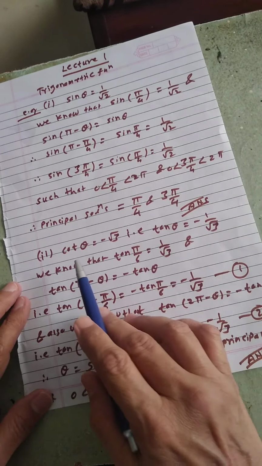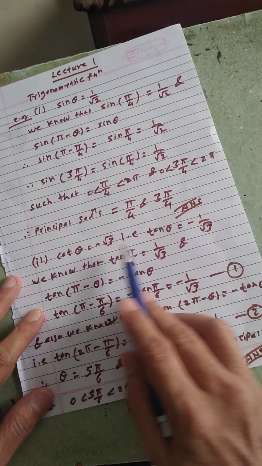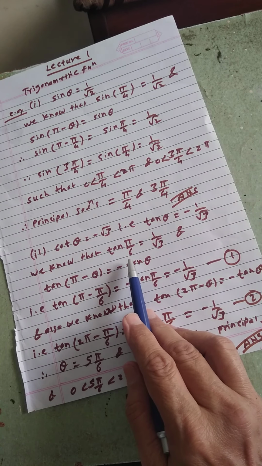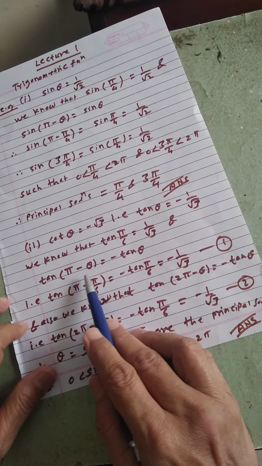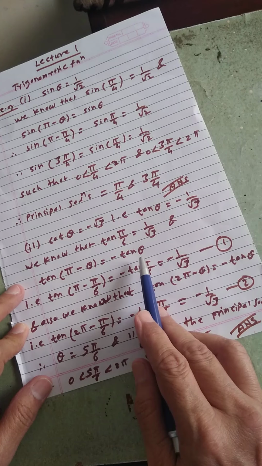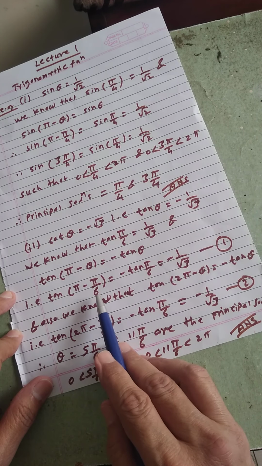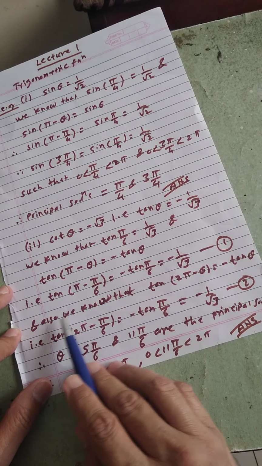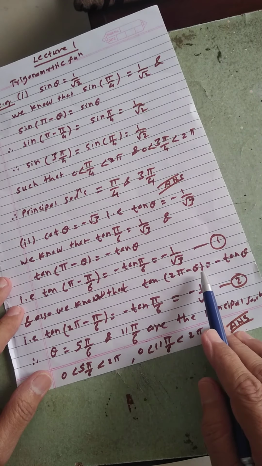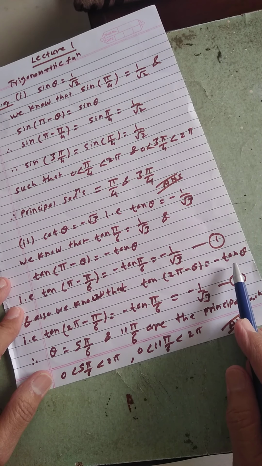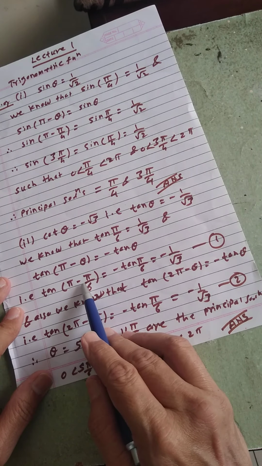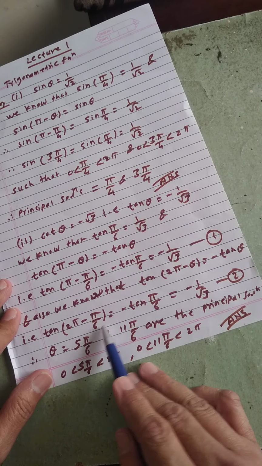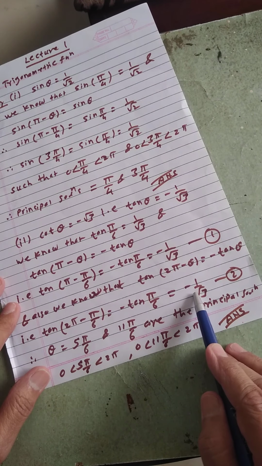Now one more example is cot theta is equal to minus root 3, that is tan theta is minus 1 by root 3. Now we know that tan pi by 6 is 1 by root 3 and tan of pi minus theta is minus tan theta. Therefore tan of pi minus pi by 6 is minus tan pi by 6, which is minus 1 by root 3. And also we know that tan of 2 pi minus theta is equal to minus tan theta, because tan is negative in two quadrants, the second quadrant and the fourth quadrant. Therefore tan of 2 pi minus pi by 6 is equal to minus tan pi by 6, which is equal to minus 1 by root 3.